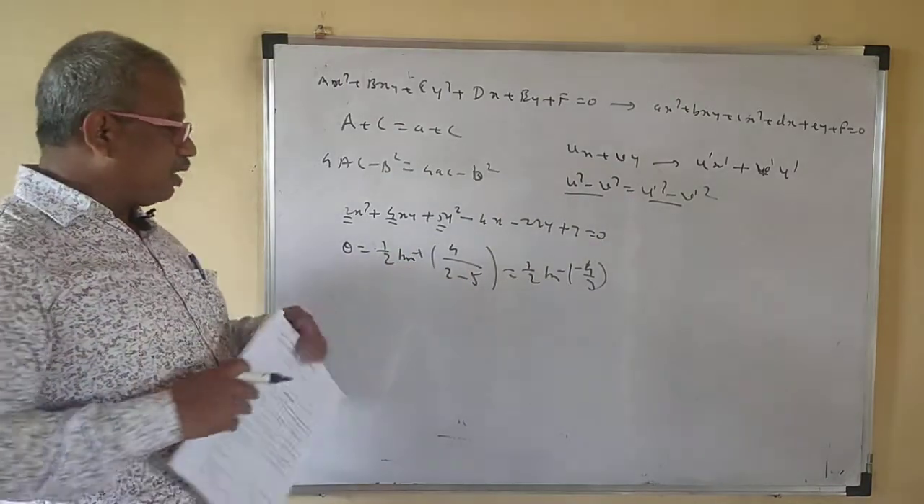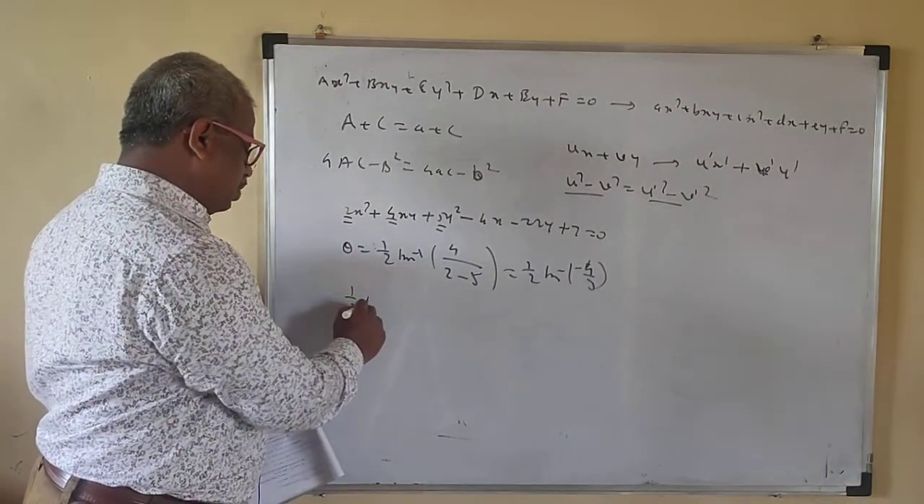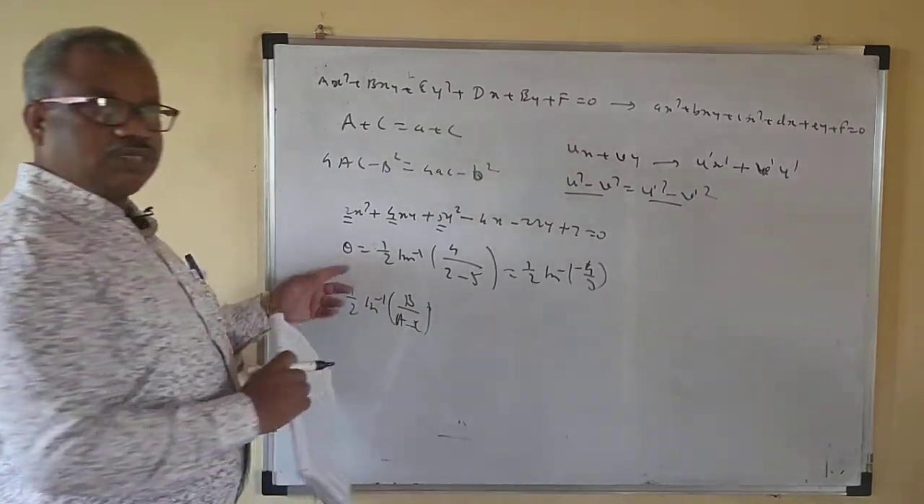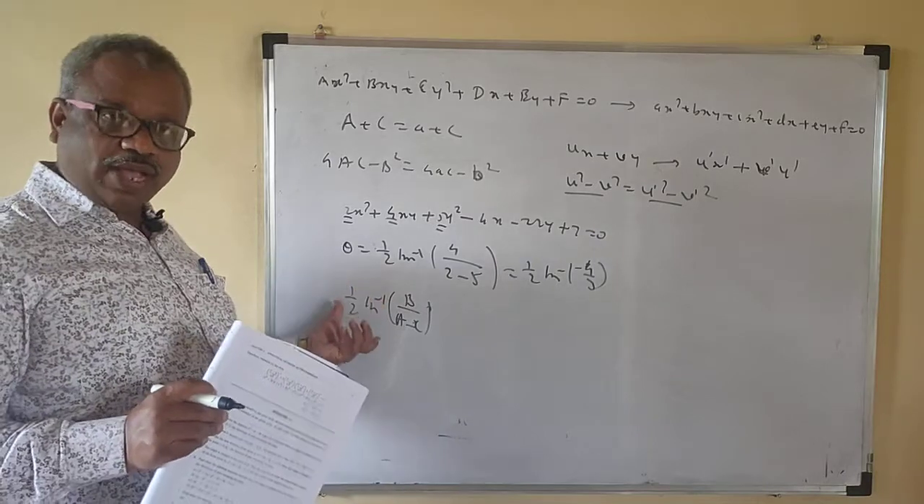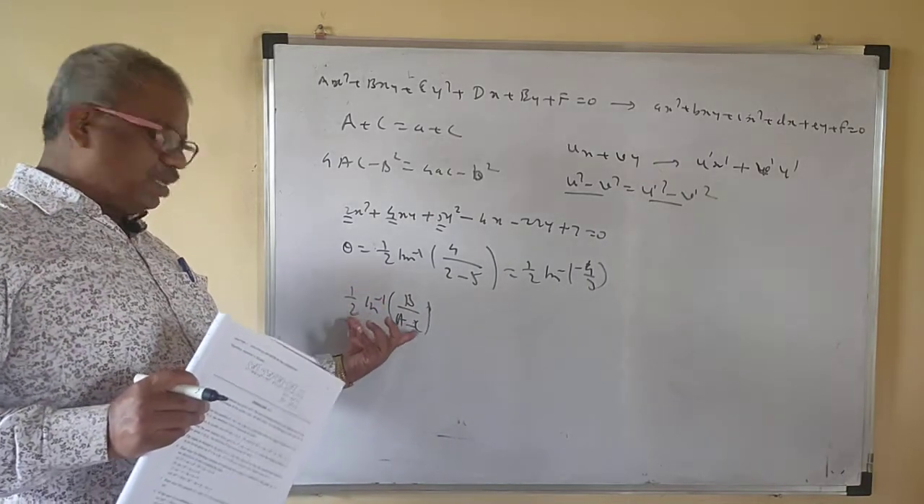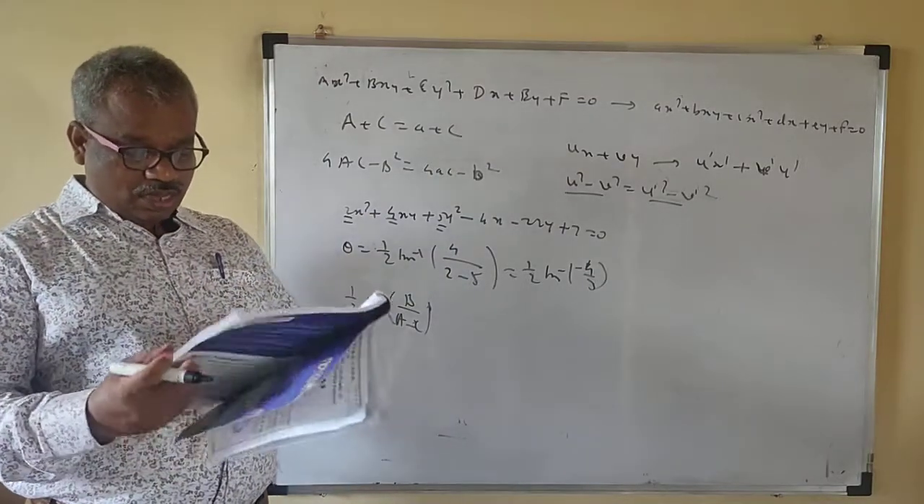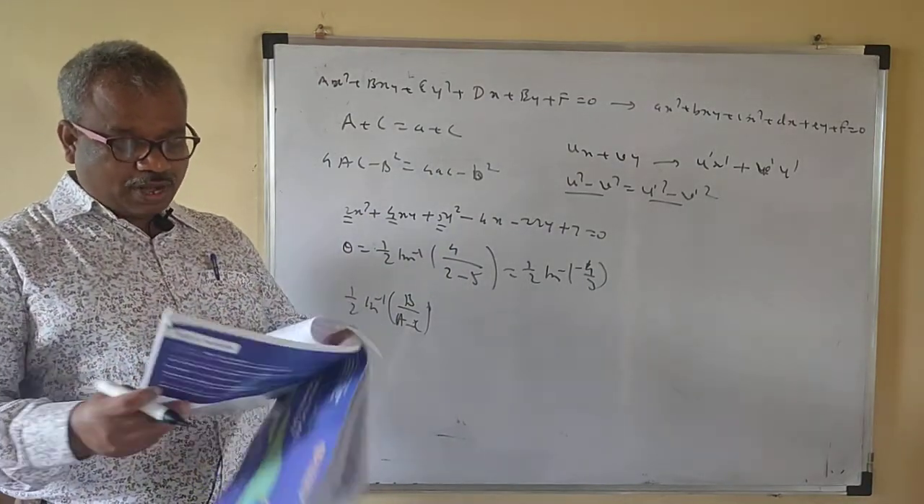So just remember this formula: 1/2 tan inverse of b upon a minus c. You just have to apply this. If you rotate the plane through an angle theta, then your transformed equation does not contain the product term. So you should remember this formula to find such an angle.